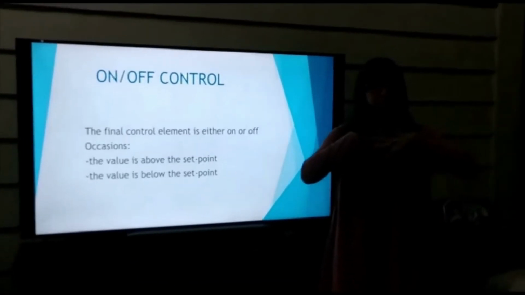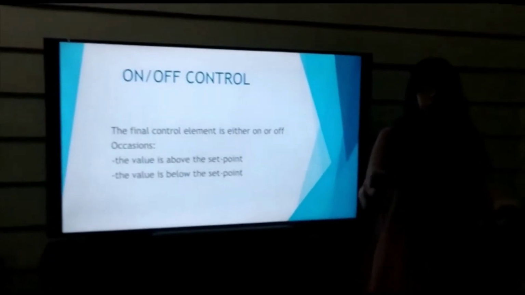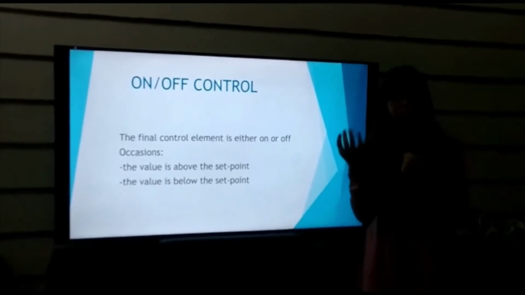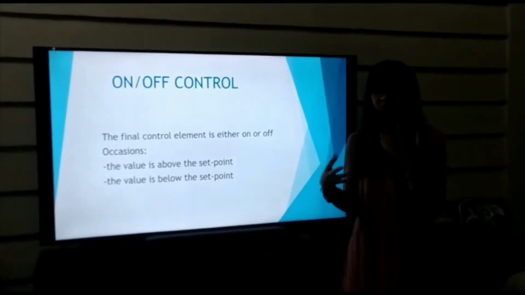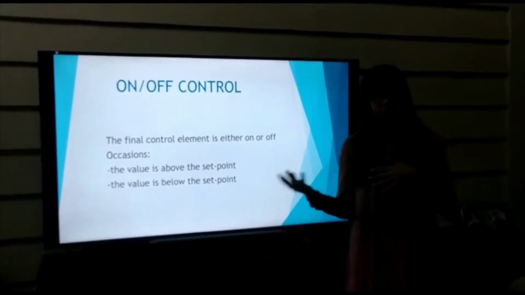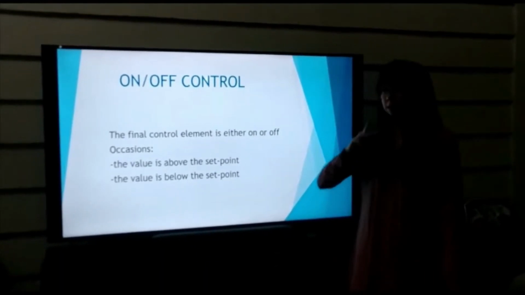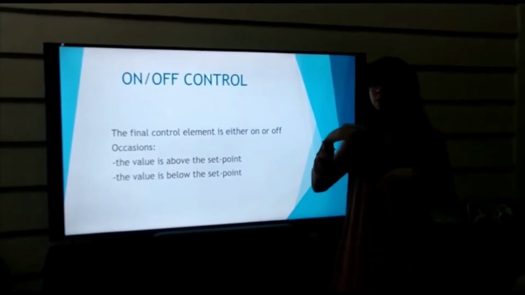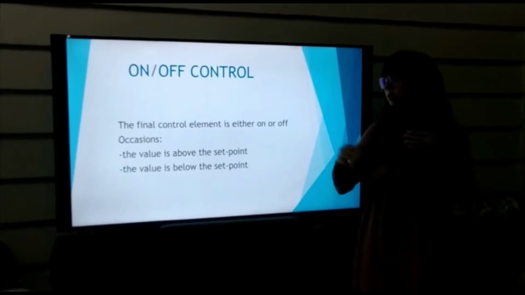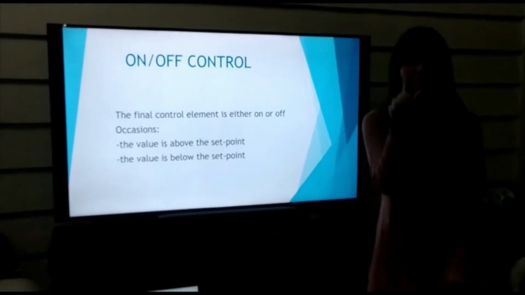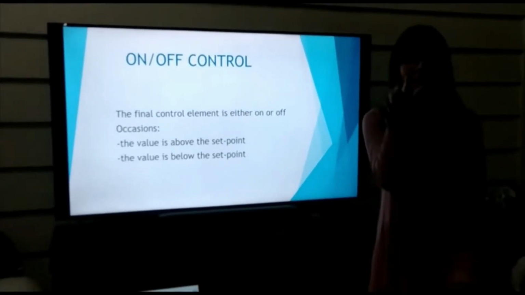With an on-off controller, the final control element is either on or off. In other words, there exist two states. One is when the value is above the set point, and the other one is when the value is below the set point.